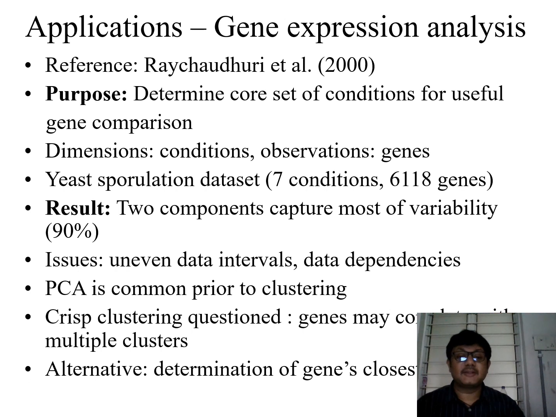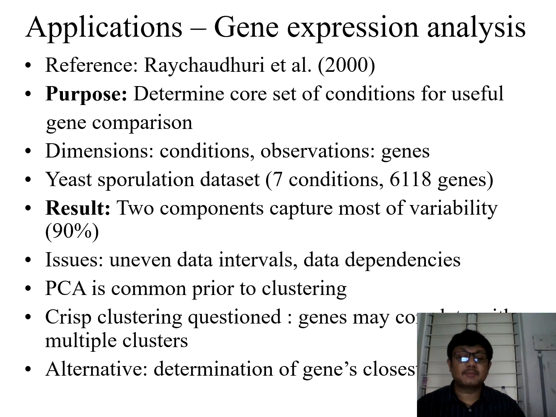Applications of PCA: the first one is gene expression analysis. What is the purpose of this? Determine a core set of conditions for useful gene comparison. What are the dimensions? Conditions, observations, genes. The yeast sporulation dataset consists of 7 conditions, 6118 genes. The result is 2 components capture most of the variability, that is 90%. Issues: uneven data intervals, data dependencies.